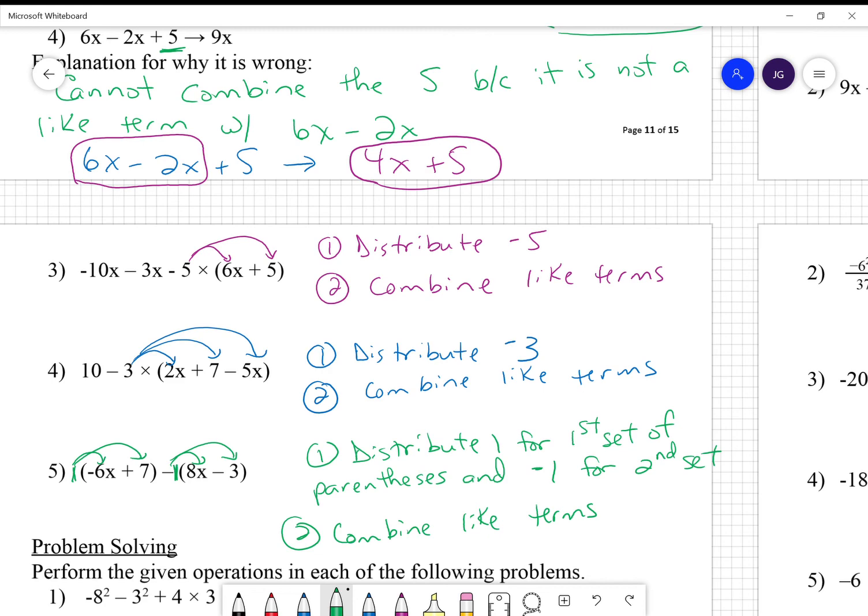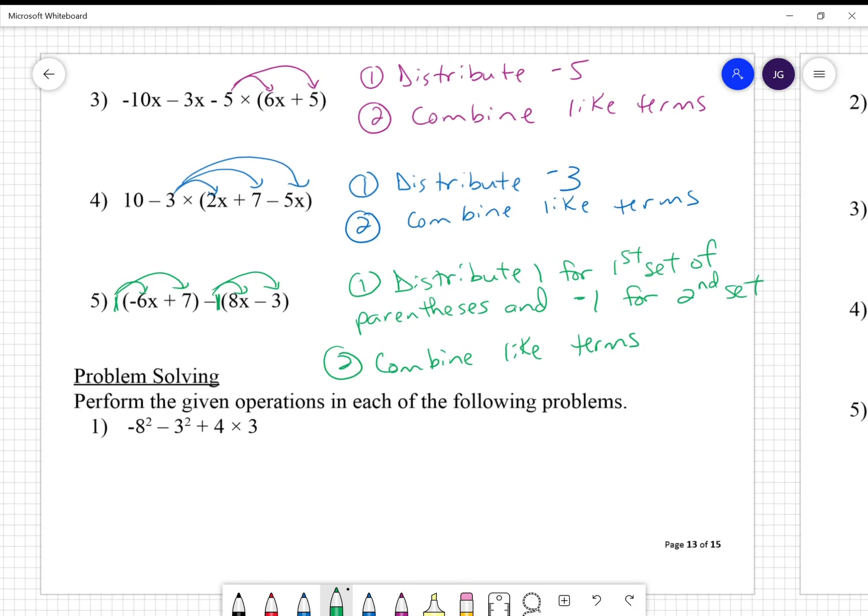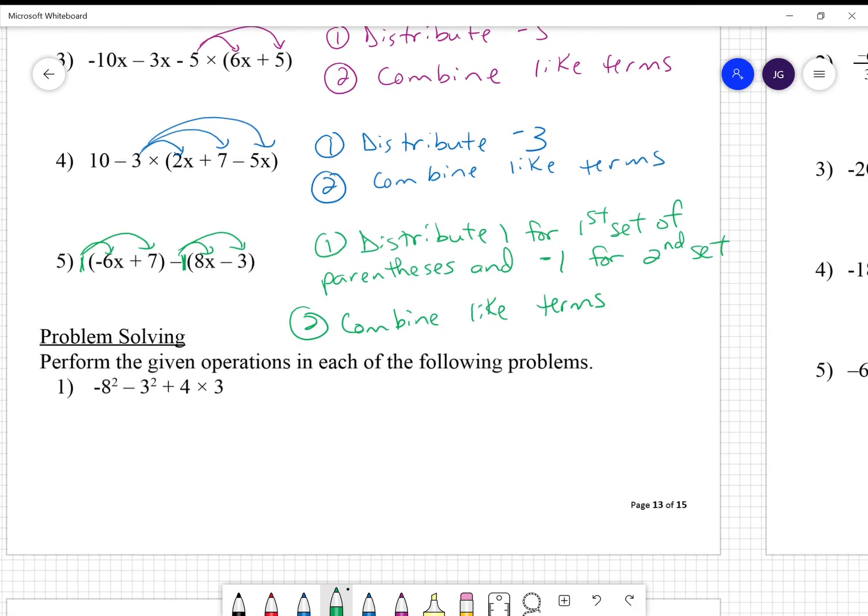Okay, the next group of problems are simplifying or solving by performing the operations. So again, these could be calculator ones. Try to practice without a calculator.